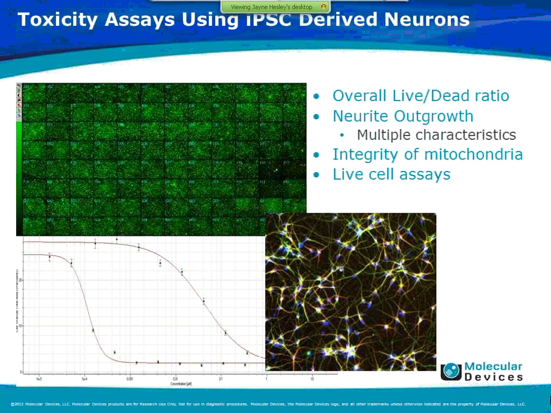I'll talk about a few different assays. I wouldn't say we've spent a long time on every single one. We've shown definite feasibility for an overall live-dead assay, and neurite outgrowth assays, which can obviously give you more information about cells such as neurons. You can get a lot of information about the neurites, their length, their branching. There's also a well-accepted assay for testing the integrity of your mitochondria. There are many drugs that affect the mitochondrial membrane potential. And then I'll show you some live cell assays that we did on our instrument as well.